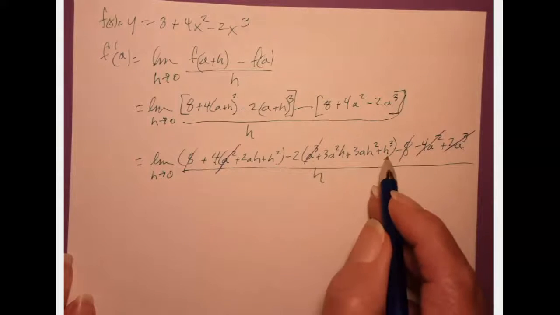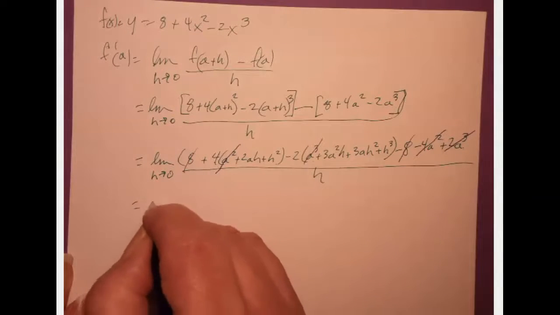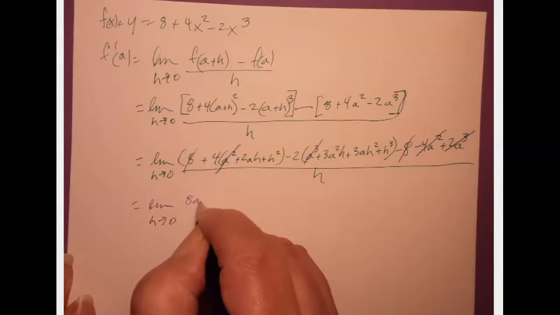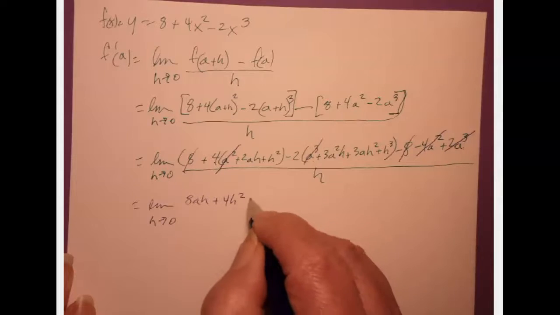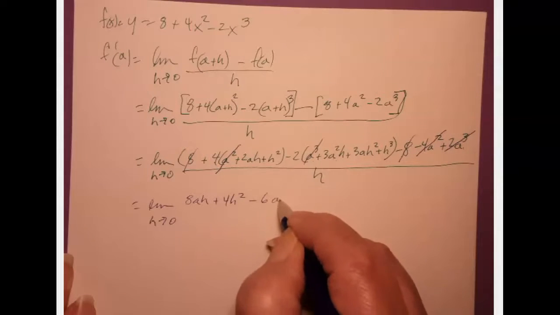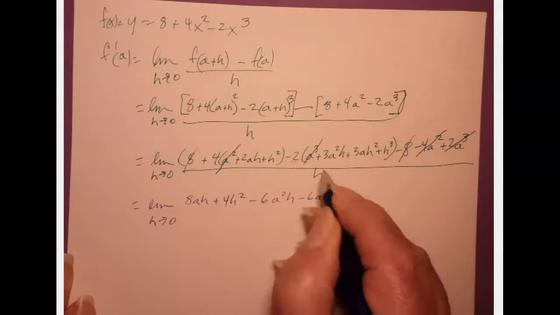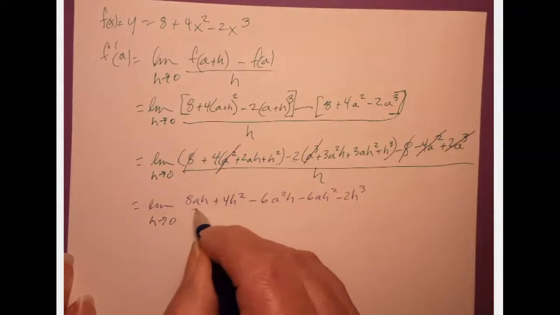So now I'm going to factor out an h, and I can see the h factors out. But let's go ahead and distribute it. The limit as h goes to 0 is 8ah plus 4h squared minus 6a squared h minus 6ah squared minus 2h cubed, and all that's gone, all over h.